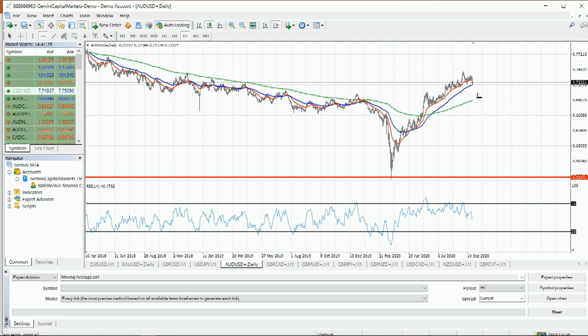Now this area here is an area of interest. You can see how price has been staying above it. And then when it came below it, price has been staying below it. So this is an important area.